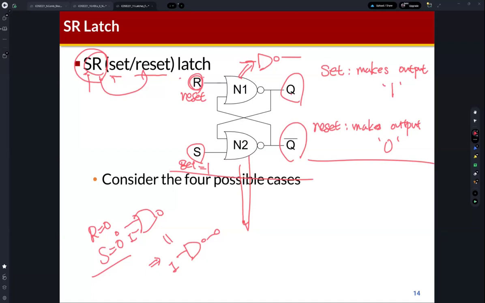Okay, so which means we can control this circuit, and we can change the values stored in this circuit, and these stored values can be maintained if we use the NOR gate. NAND gate is the same. We can also implement the SR latch using a NAND gate. Okay.